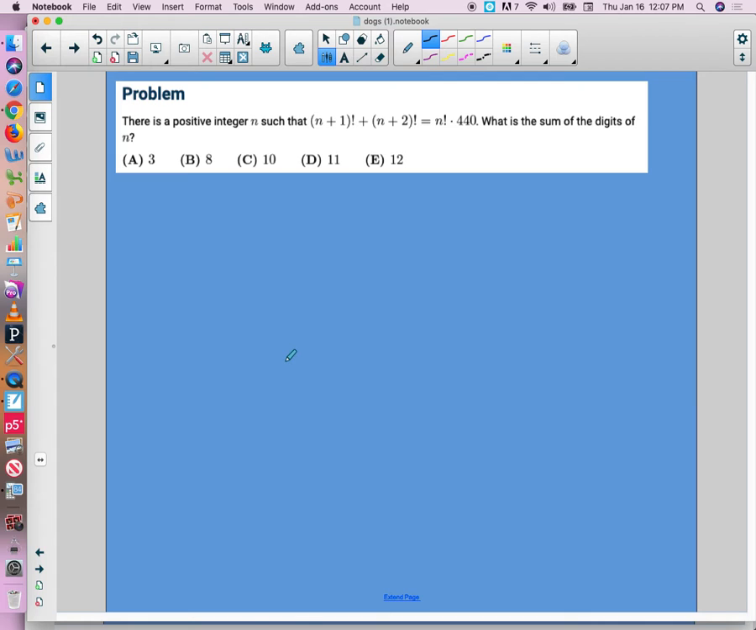You can do it. Start writing. Start writing what it means. Let me give you a hint. How can you write n plus 1 factorial? N plus 1 times, wait, let's just write it out. N plus 1 times n times n minus 1 dot dot dot. Write out a few of them, okay?